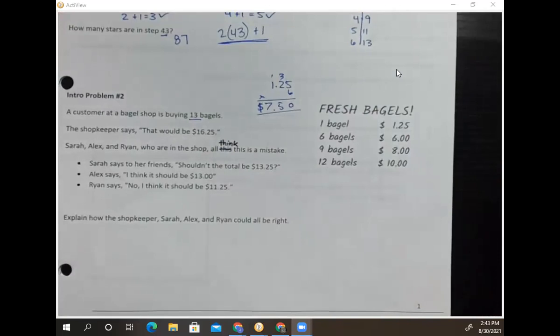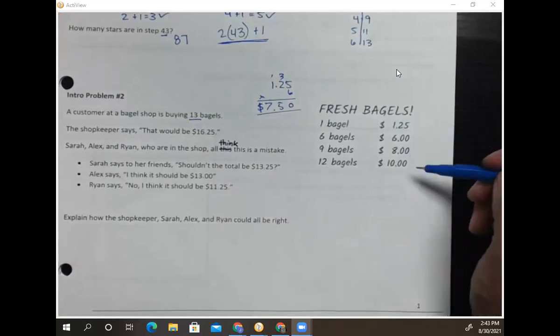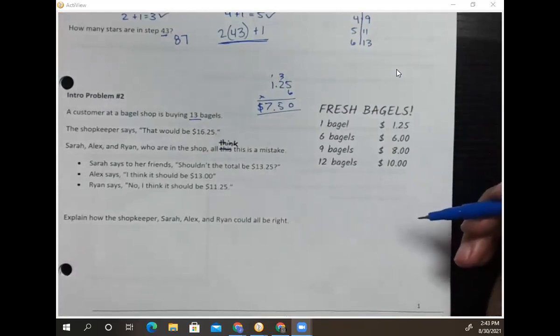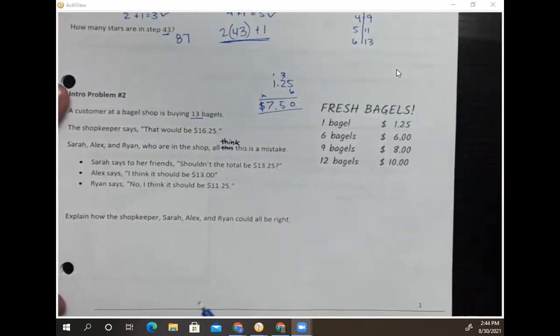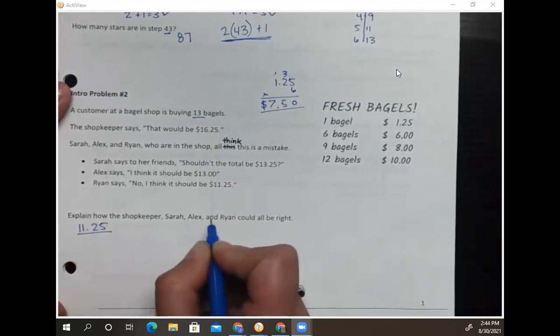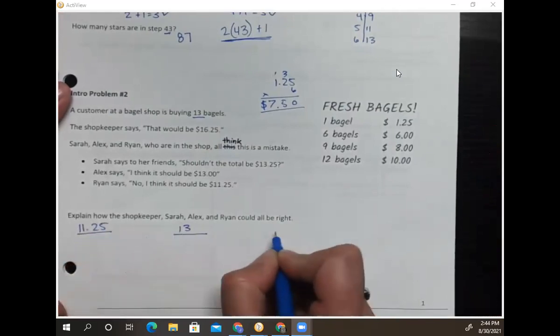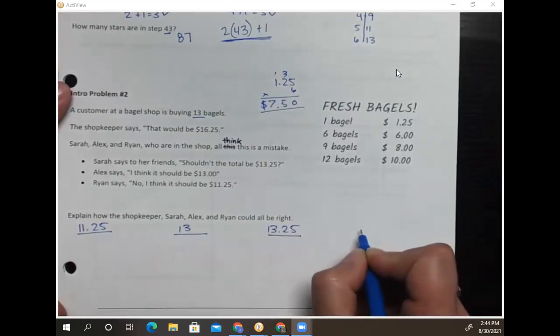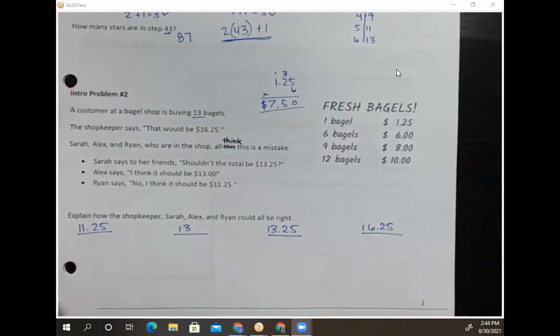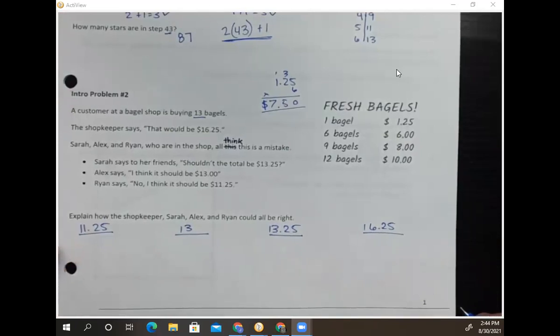So what we're seeing here, these different totals, are a result of finding our bagel total a different way, finding different ways to get to 13. So we had $11.25 as a total, $13, $13.25, and $16.25. How did they come up with a total of $11.25?